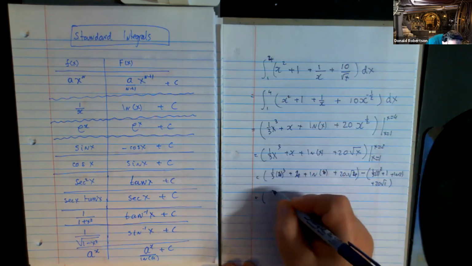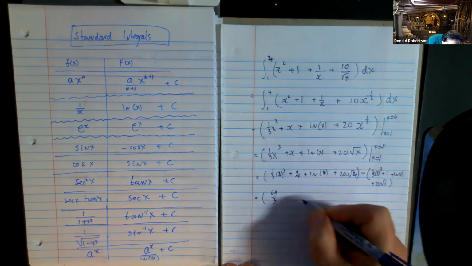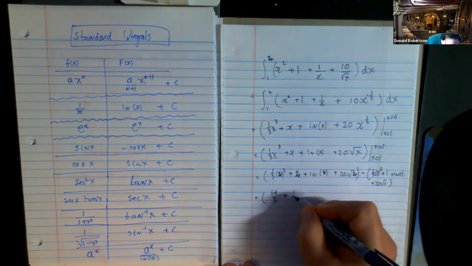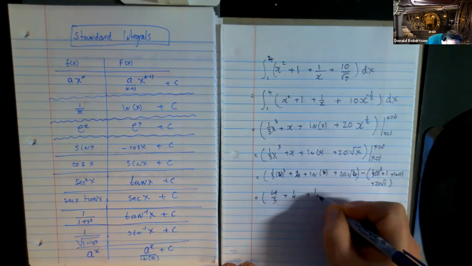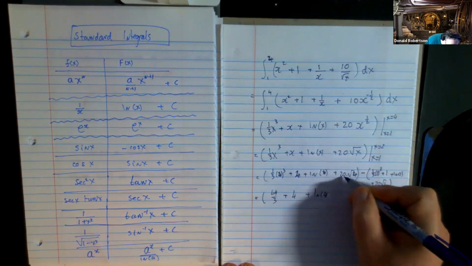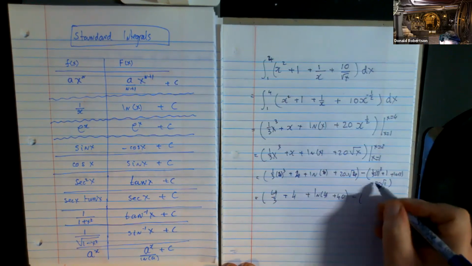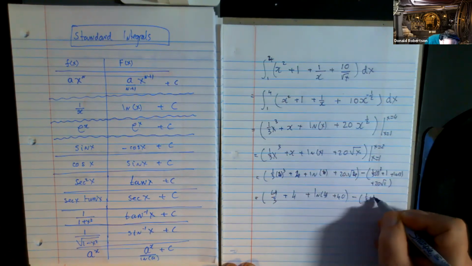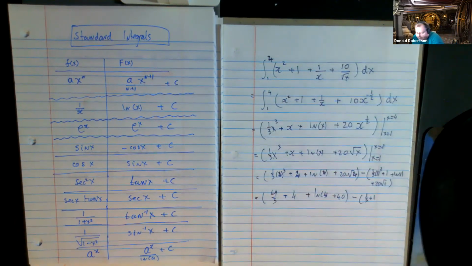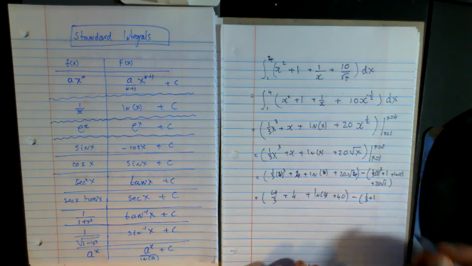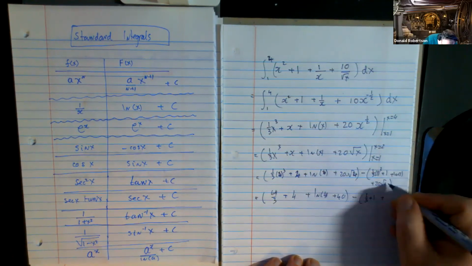That guy is 64/3. That guy is 4 now. That guy there is a log of 4. And that guy's 2, and 20 times 2 gives me 40. This guy is 1/3 plus 1. What number is the natural log of 1? Is that 0? 0. It is. So 0, I don't bother. 20 root 1 gives me 20.